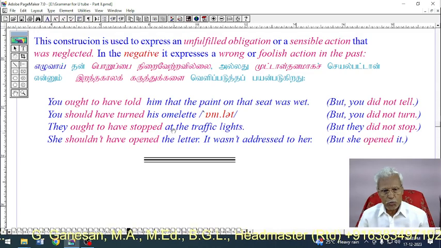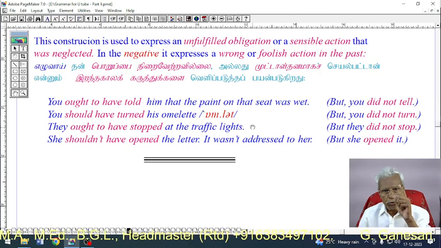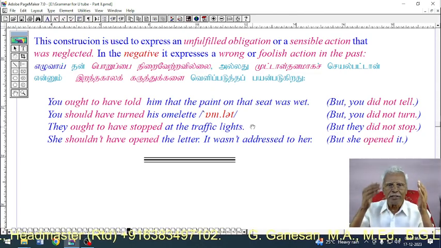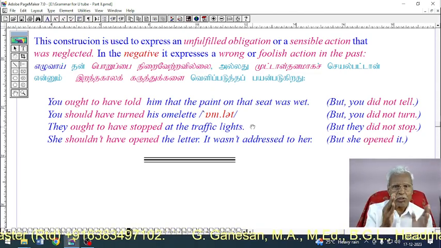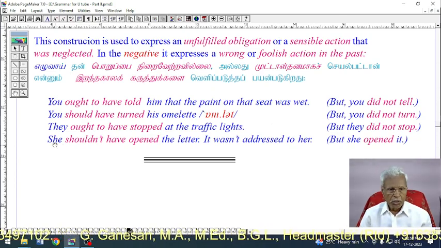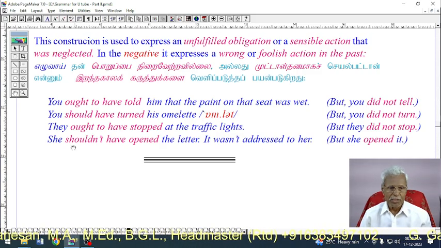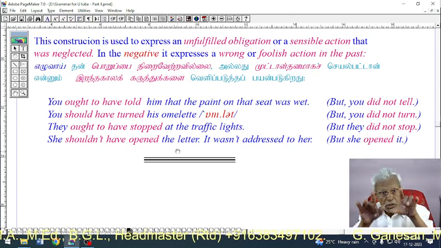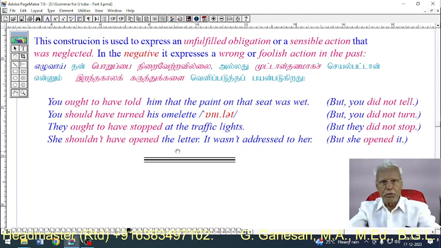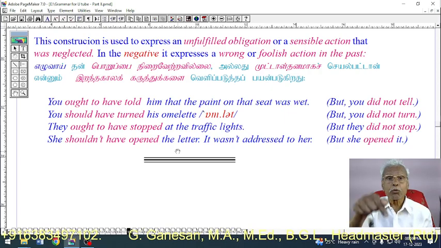They ought to have stopped at the traffic lights. That is, the drivers, the people driving vehicles, should have stopped their vehicles at the traffic lights. What does it mean? They did not stop their vehicles at the traffic lights. She shouldn't have opened the letter. It wasn't addressed to her. What does it mean? It means she opened the letter.